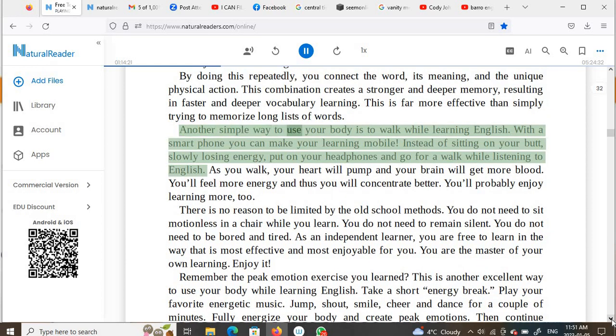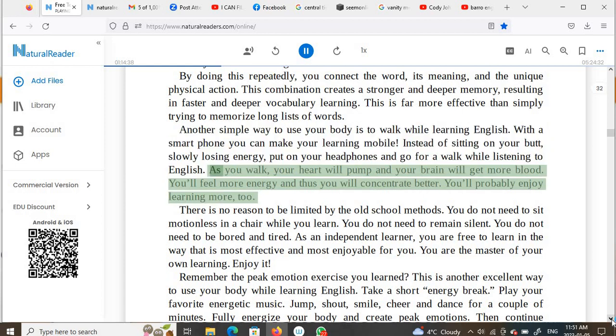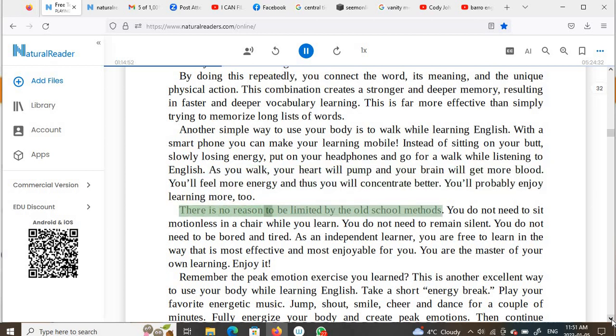Another simple way to use your body is to walk while learning English. With a smartphone you can make your learning mobile. Instead of sitting on your butt, slowly losing energy, put on your headphones and go for a walk while listening to English. As you walk, your heart will pump and your brain will get more blood. You'll feel more energy and thus you will concentrate better. You'll probably enjoy learning more, too. There is no reason to be limited by the old school methods.